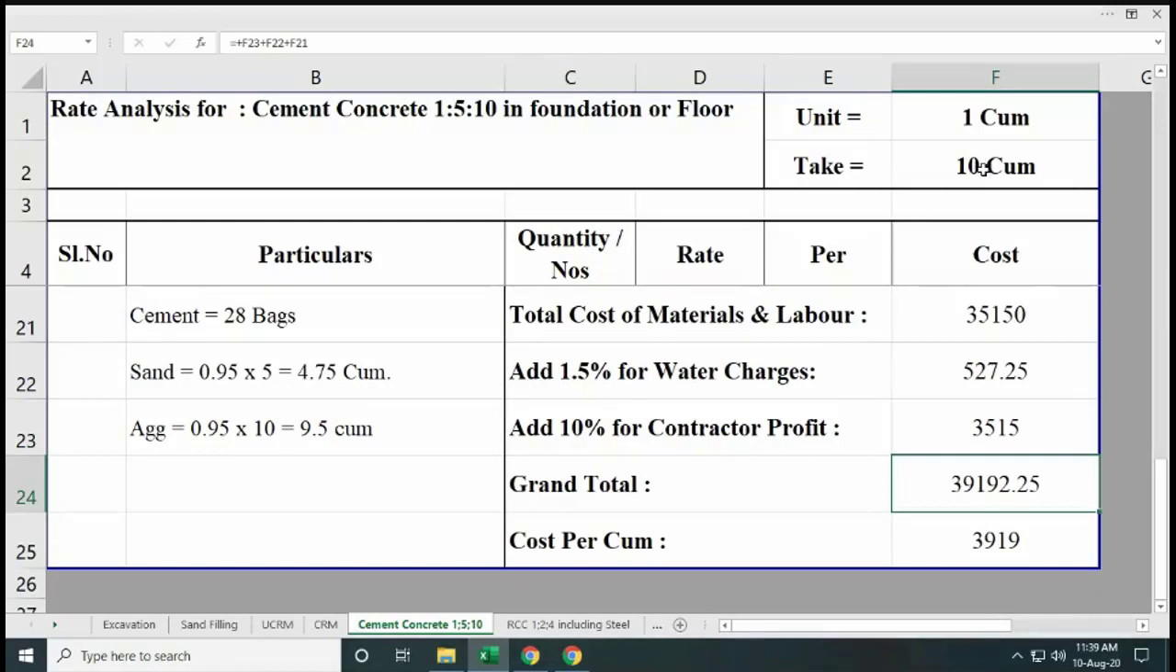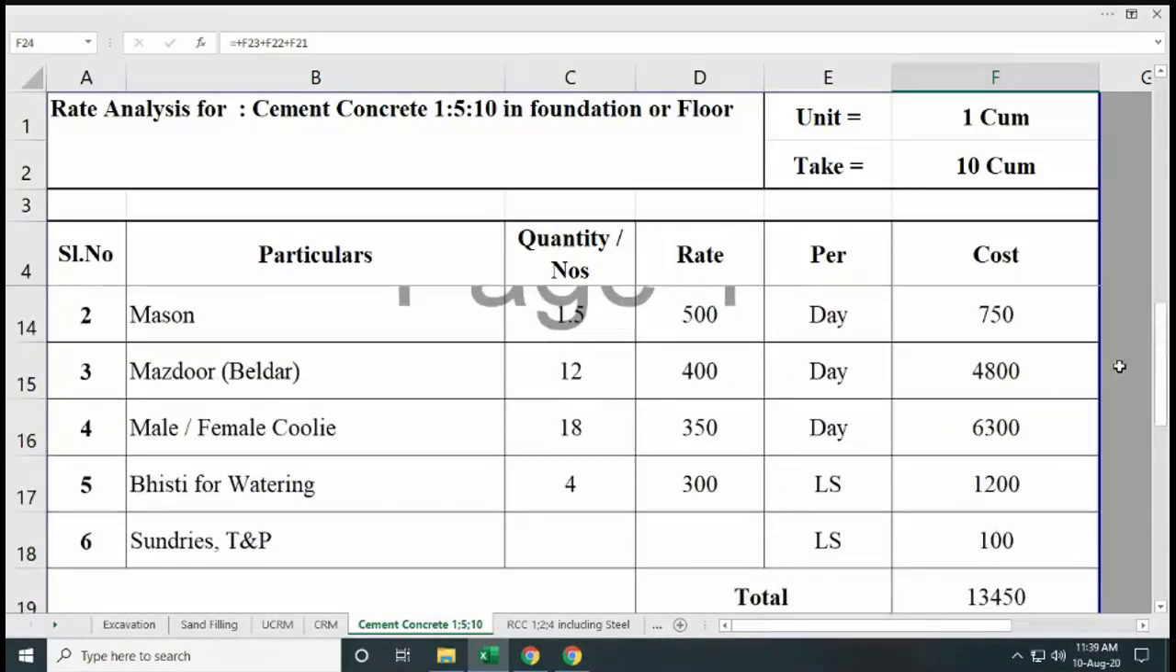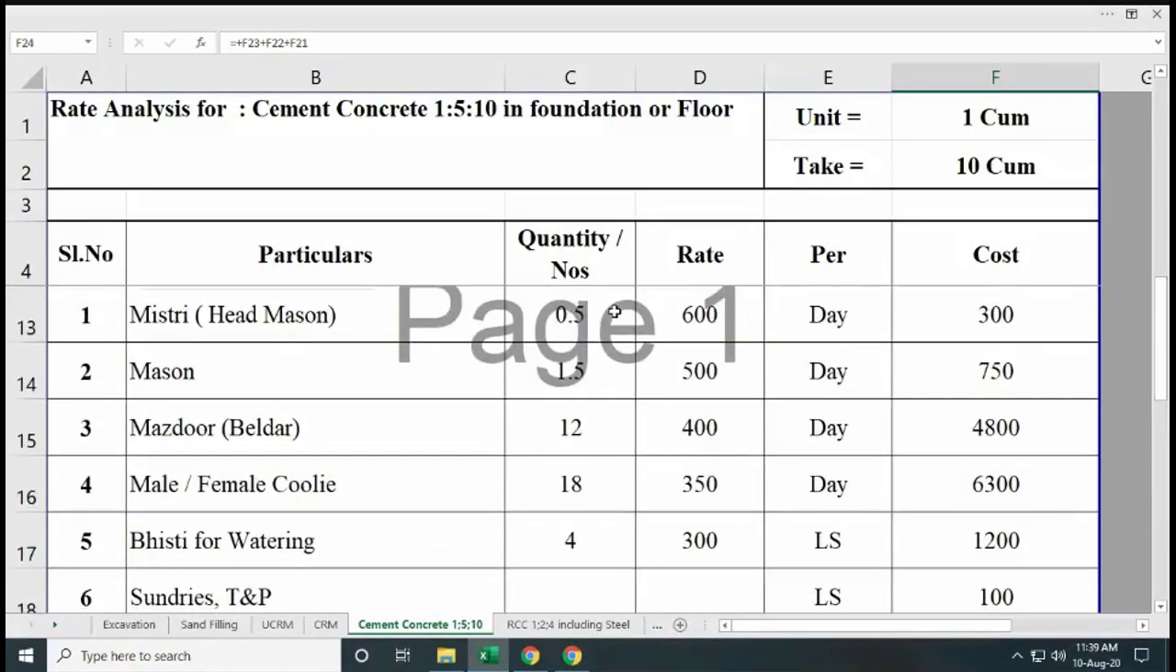Sometimes in the cement concrete calculation they will take 100 cubic meters. If you take 100 cubic meters, then you have to divide by 100. If you are doing for 10 cubic meters, then these many labors are required. If you do it for 100 cubic meters, it is 10 times of this. So 10 times more labors are required now.